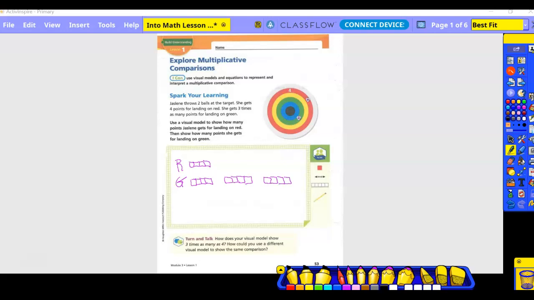So how many total points does she have? So how many blocks do we have? 12. So 12 points. Because red was 4, and then if you did green, you did 3 times as many. So you would have to put your 3 sets there.